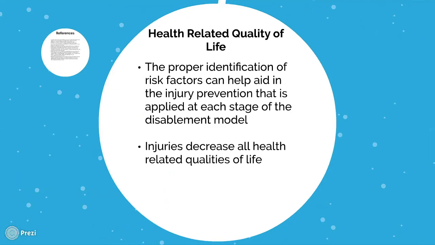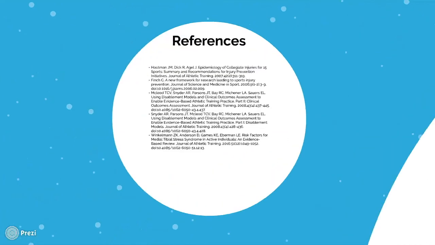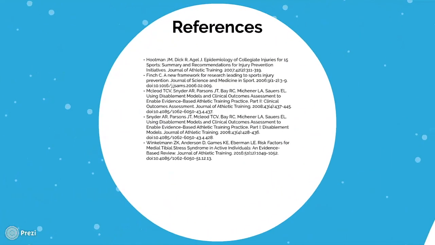So overall, we can see that the health-related quality of life is affected by injuries, and the disablement model, along with the TRIP framework, we can work on injury risk and we can work on reducing injuries as a whole, as long as we use all of these as a whole.